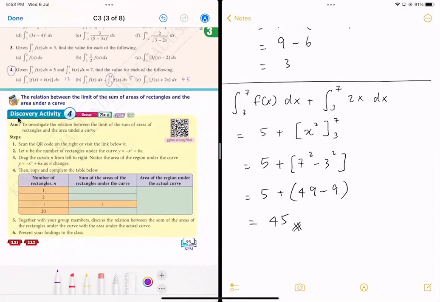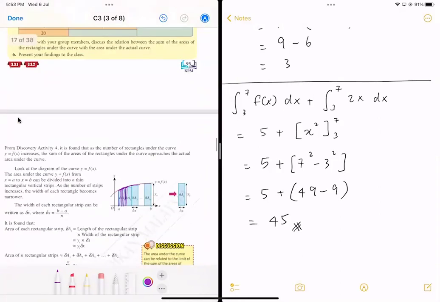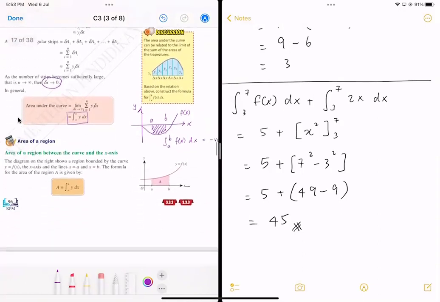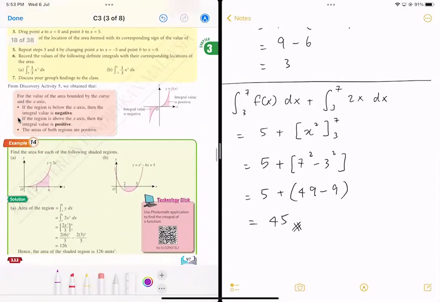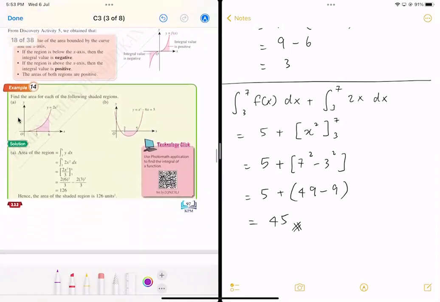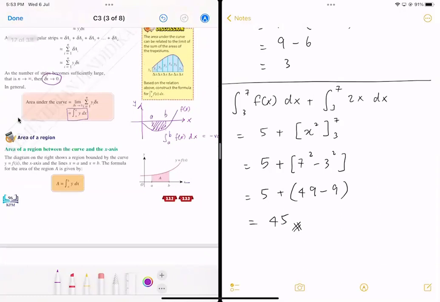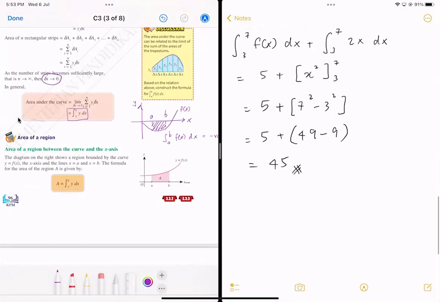Now, the relation between the limit and some areas. Should I do some with you, or should I do the other part with you? We can do some. Okay.